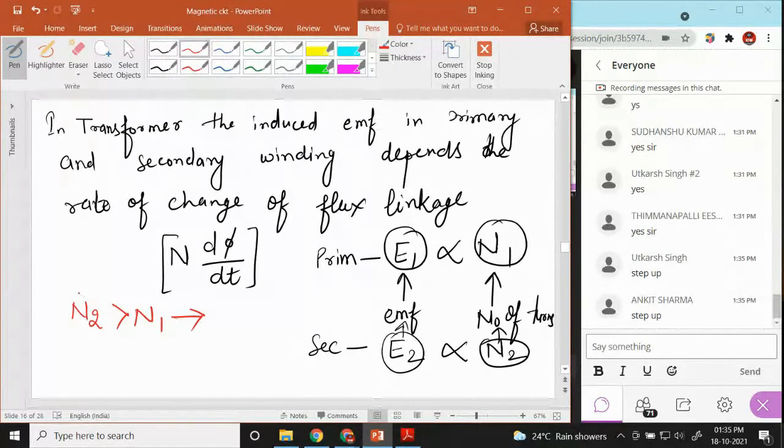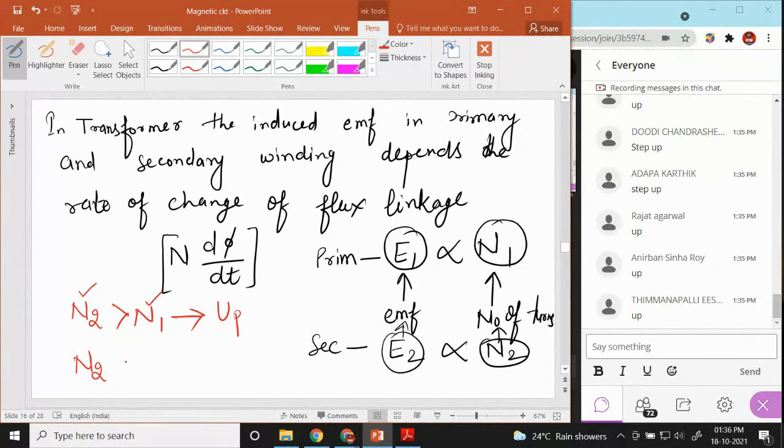As you know, this is the secondary side N2 and this is the primary side N1. Primary voltage is less whereas the secondary voltage is higher, so it is a step up transformer. If the number of turns in the secondary side is less than the number of turns in the primary side, we call it a step down transformer.